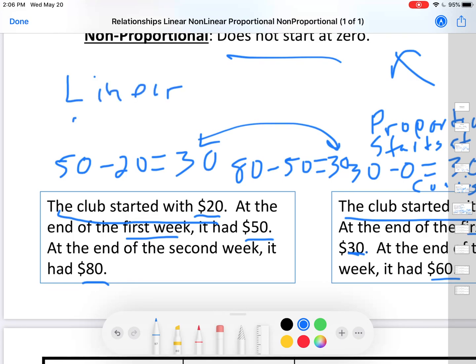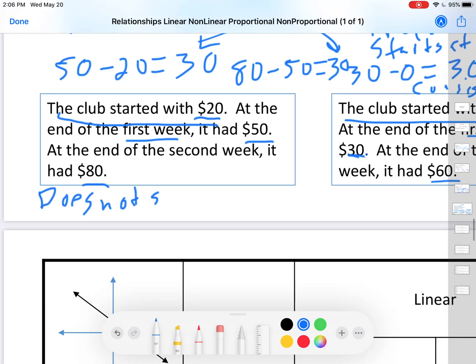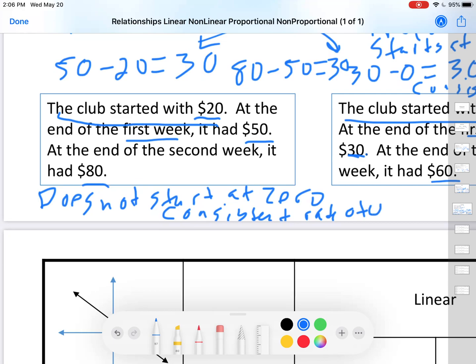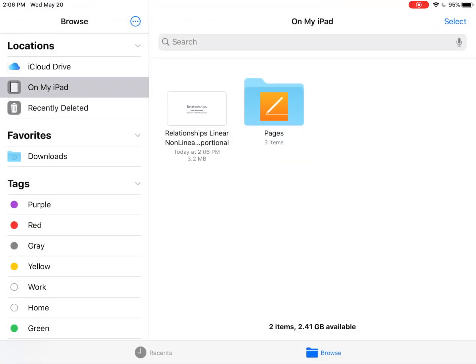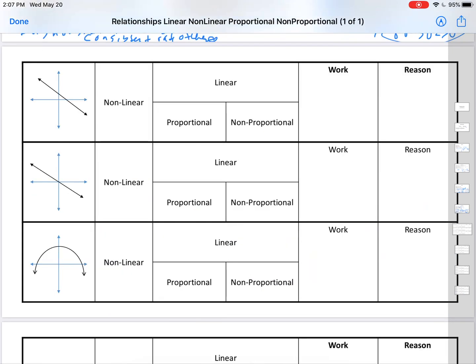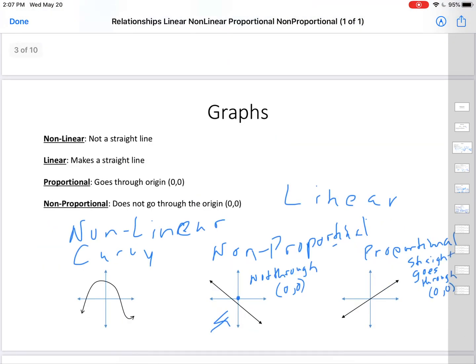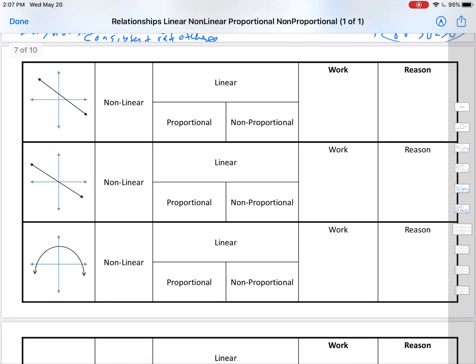Therefore, this is linear, but non-proportional. We know it does not start at 0. But it does have a consistent rate of change. Don't worry, on your worksheet you're going to have more space than this. All right, so that has to do with tables. So next, that had to do with situations. So we have graphs, equations, tables, situations. Let's do an example.